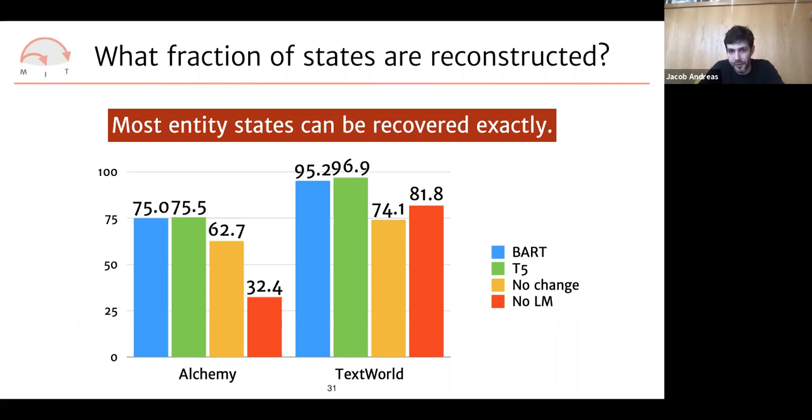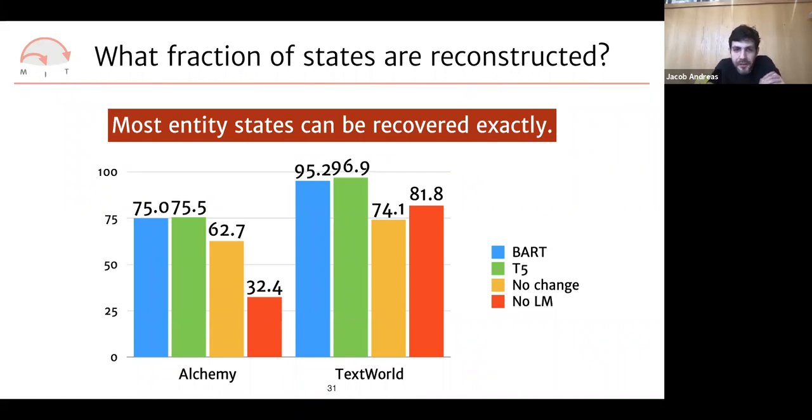And this is even more true in the text adventure game, where you can actually get 96% of entity states exactly right? So every logical proposition that we have describing that entity exactly right when we train this probing model and evaluate it in new environments.